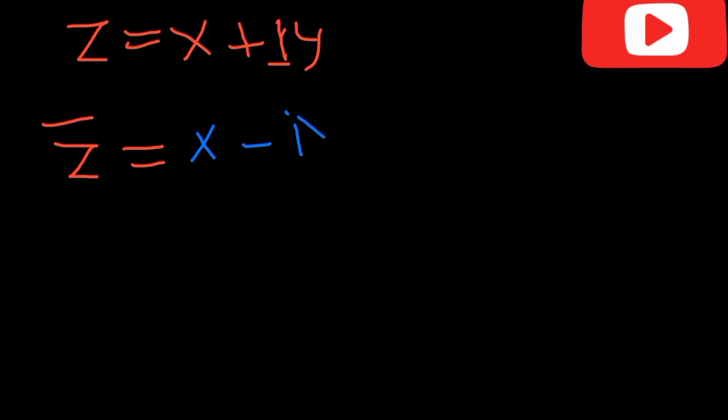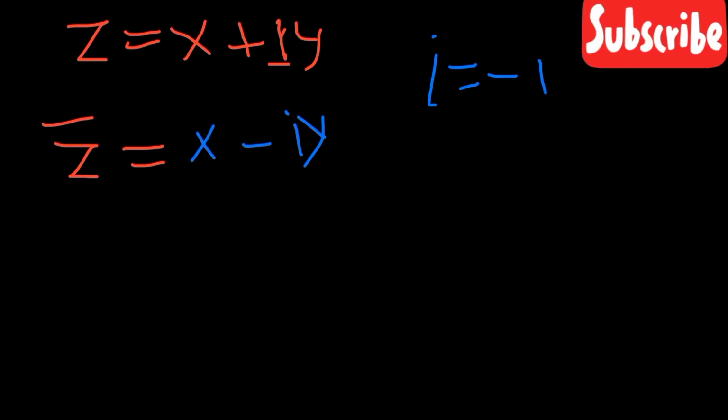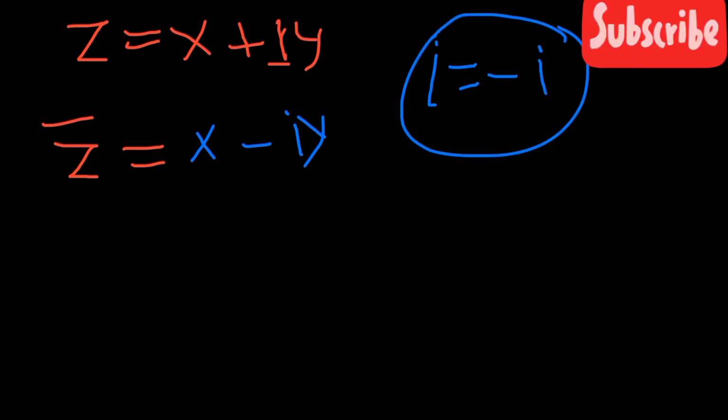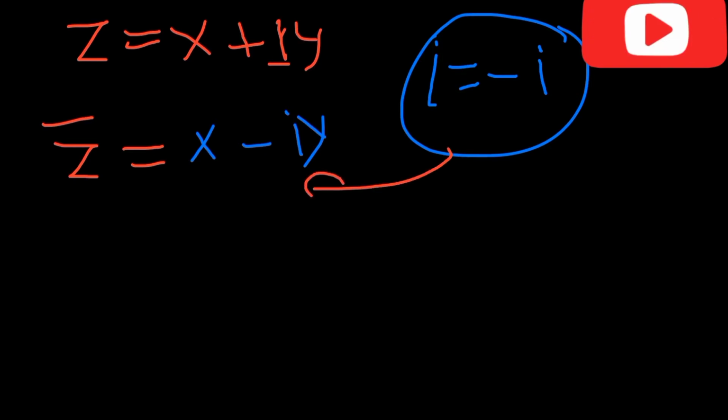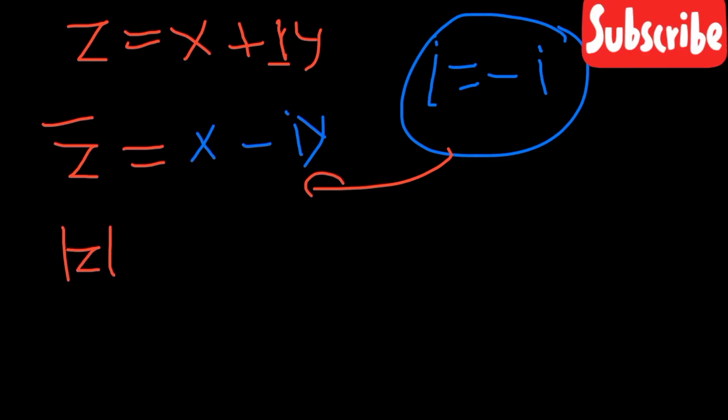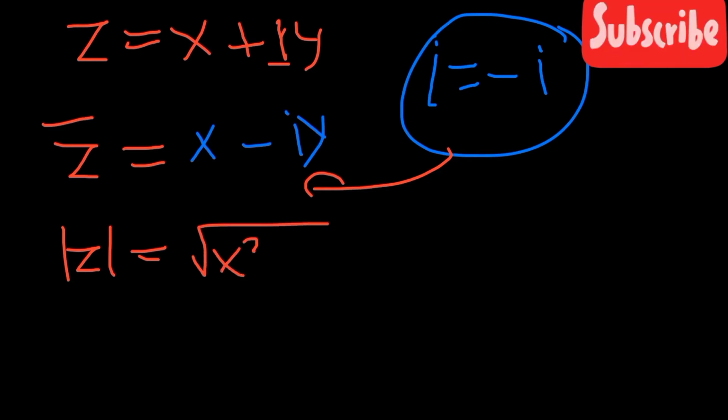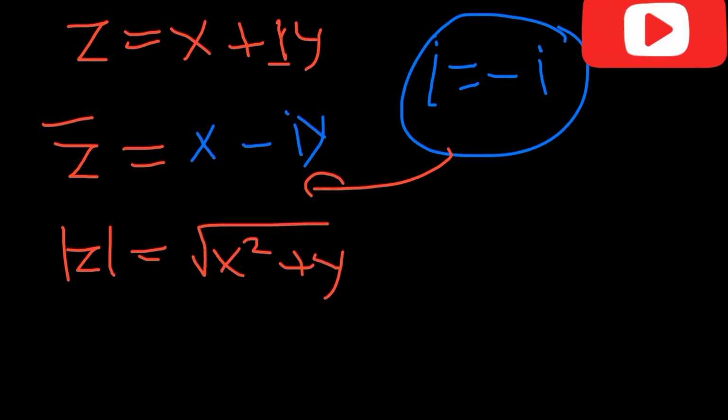So how to find the conjugates? To find the conjugate, you need to replace iota with minus iota. This is the main step to find the conjugate. So with this you will find the conjugate. Now let us understand another property, that is modulus of z. So modulus of z is under root of x square plus y square.